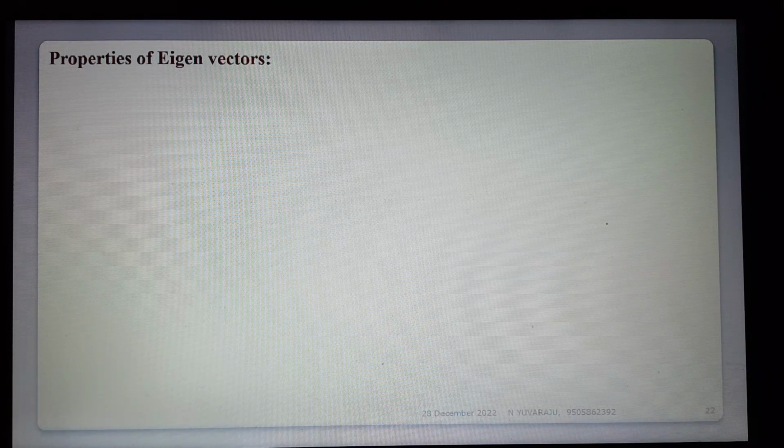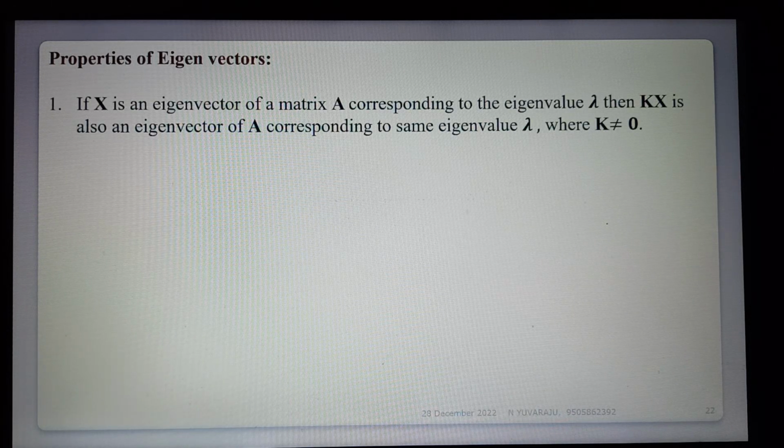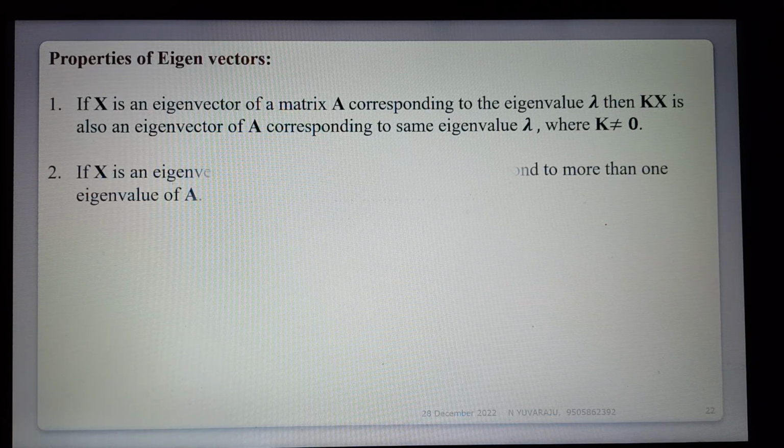So next one, properties of eigenvectors. If x is an eigenvector of matrix A corresponding to the eigenvalue lambda, then kx is also an eigenvector of A corresponding to the same eigenvalue. So if x is an eigenvector, then multiplying the eigenvector by a constant, that is kx, is also an eigenvector for the same eigenvalue, where k is any non-zero constant.